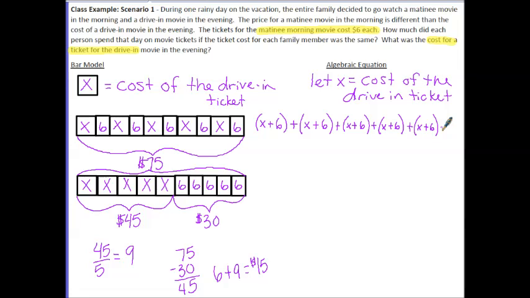And we were also told that the family together spent $75 at the movies that day. The next thing we did with our bar model was to rearrange this, and algebraically what this is called is combining like terms. So what I'm going to do is put together my x's, and I can see I have 1, 2, 3, 4, 5 x's, and I have 5 sixes, so 6, 12, 18, 24, 30.